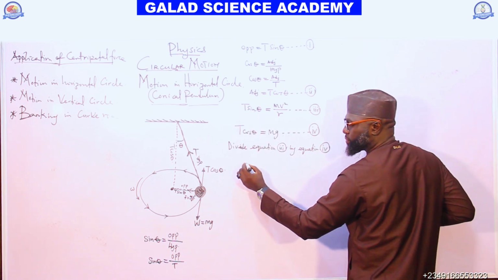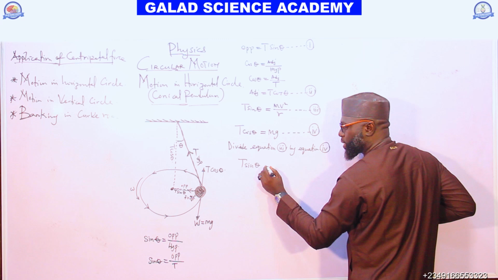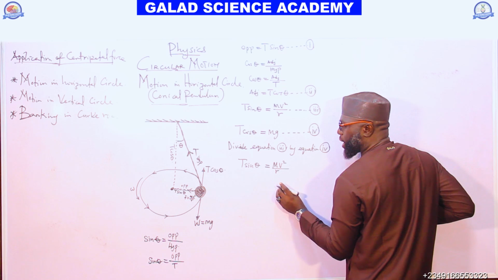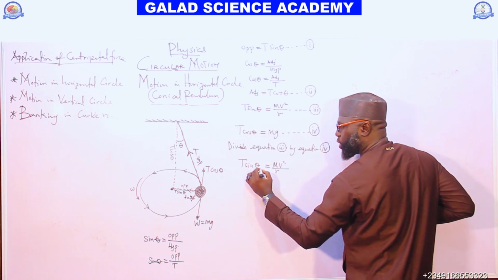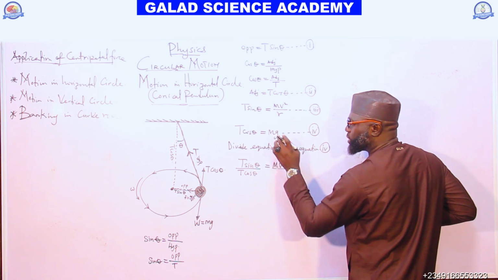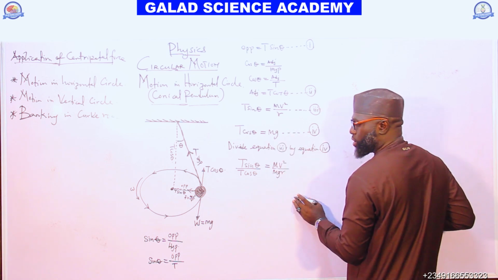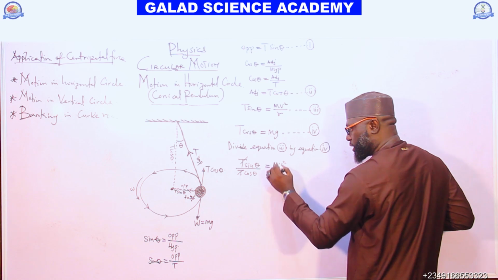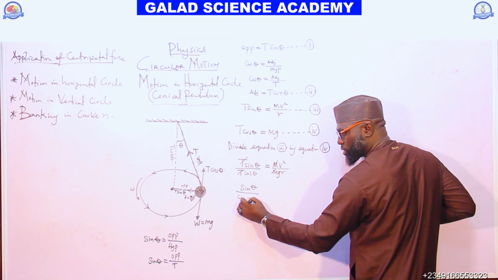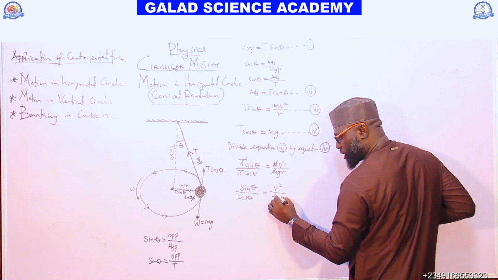What is Equation 3? We have T sine theta equal to mv square over r. Divide this by T cos theta equal to mg. So this T cancels T, this m cancels m. You are left with sine theta over cos theta equal to v square over g r.